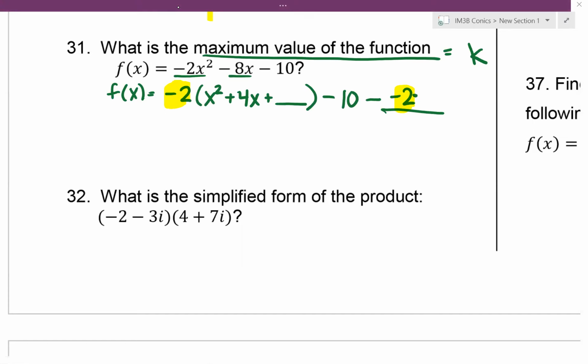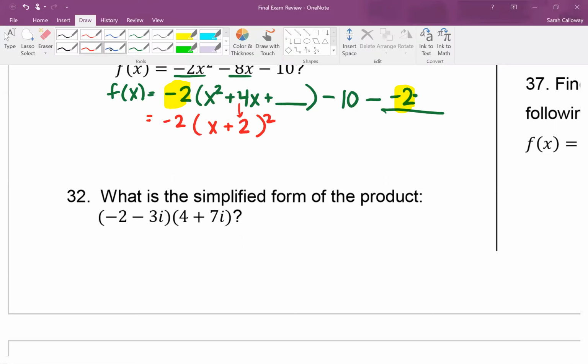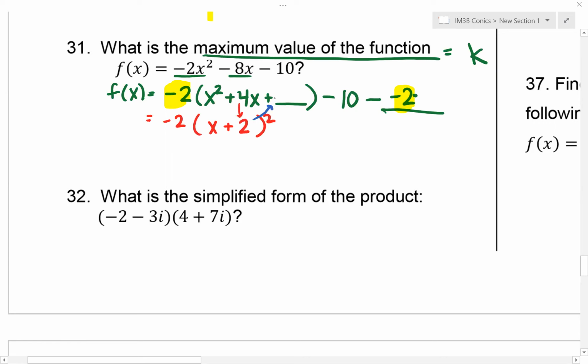So remember that the value that we use to complete the square, we talked about that the factored form is always going to be this number divided by 2. So that's going to be x plus 2. And then to get the number that goes in the blank, we square that number. So 2 squared is 4. So we're going to place 4 within the blanks.